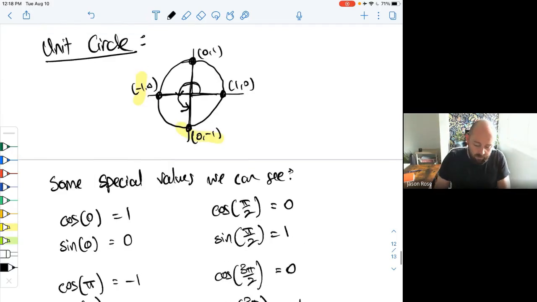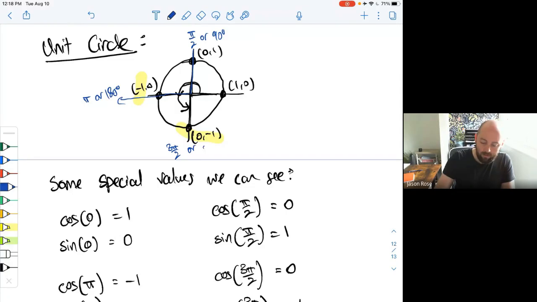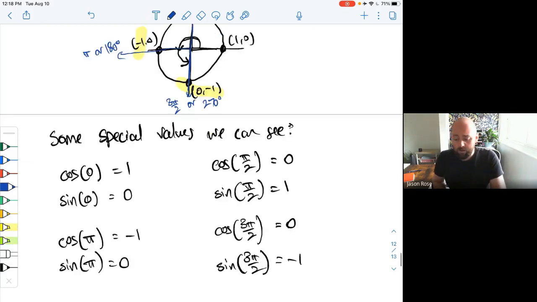Maybe on this diagram, I might just fill in a few other things here. This here would be pi over 2 or 90 degrees. This here would be pi or 180 degrees. And this would be 3 pi over 2 or 270 degrees if you come down this way. Okay, so that's where we're getting that from. Cosine of it will be the x coordinate associated with that angle. Sine of it will be the y coordinate.